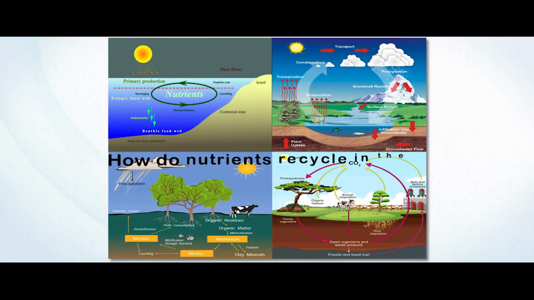I have a quiz question for you. How do the nutrients recycle in the environment? You are correct. The nutrients are cycled through the environment by the process of biogeochemical cycle. After having learned so much on biogeochemical cycle, let's explore.